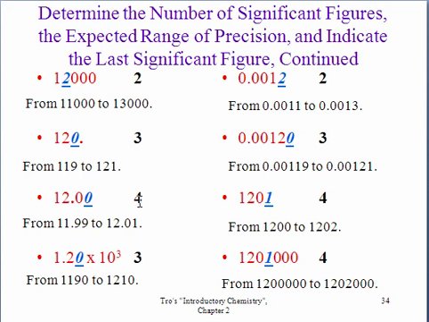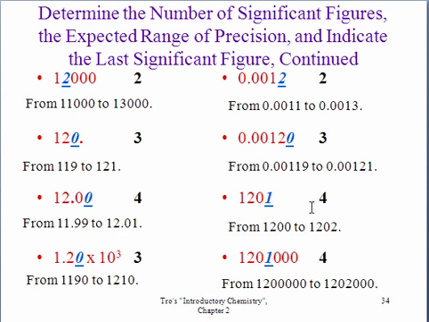Let's look at this. There are 4 significant figures. These zeros count, they're trailing zeros, and there's an expressly written decimal point. Our range of precision is going to be plus or minus 0.01. Our last significant digit is in the hundredths place. So if I subtract 0.01, I get 11.99, and if I add 0.01, I get 12.01. So our measurement is somewhere between here.